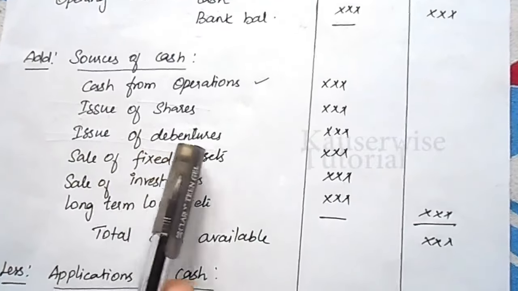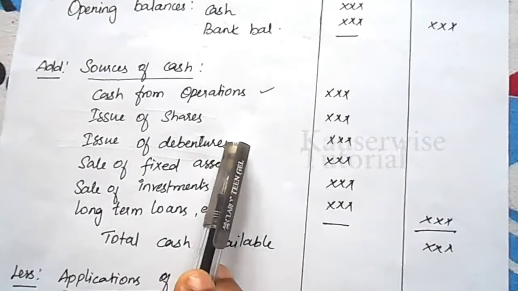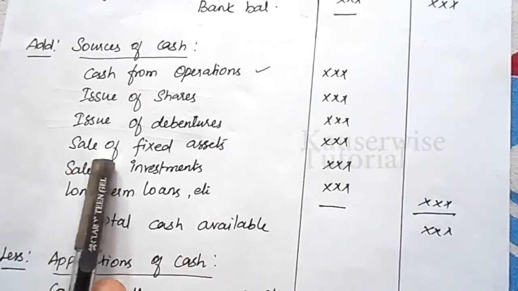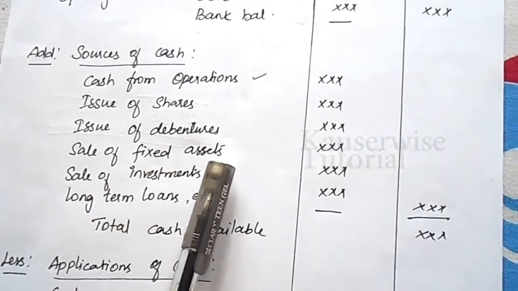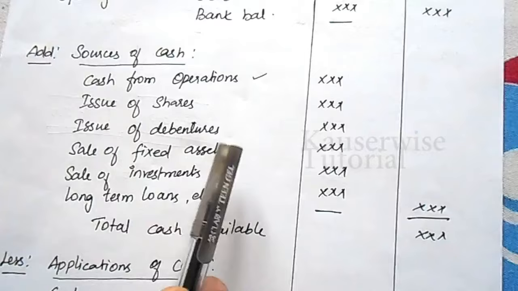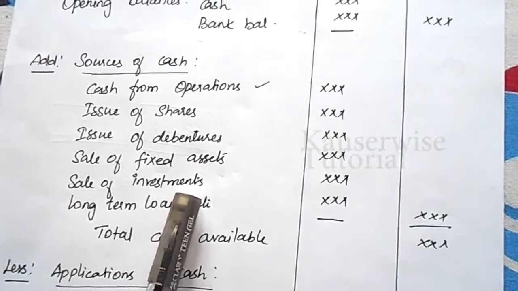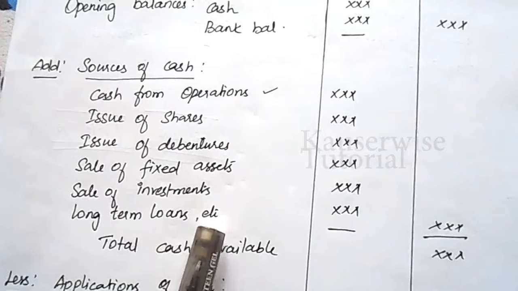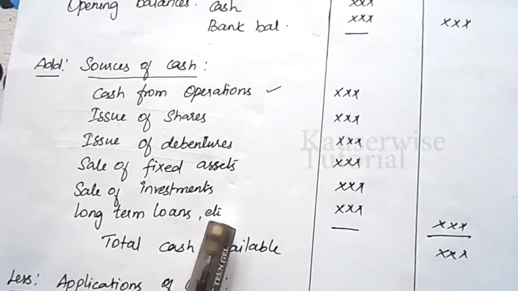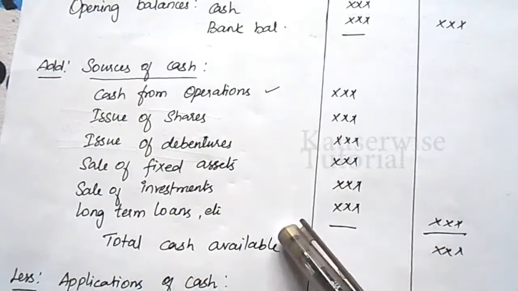Okay, by way of issuing debentures also, a company can raise funds. So it is also one of the sources of cash inflow. The next one is sale of any asset. So when you sell any asset, cash comes in. So it is also one of the sources of cash. Then sale of investment is also one of the sources of inflow. And the next one is long-term loan. When the company borrows a long-term loan from the bank, it is also one of the sources of cash inflow. So these are all various sources of inflow.